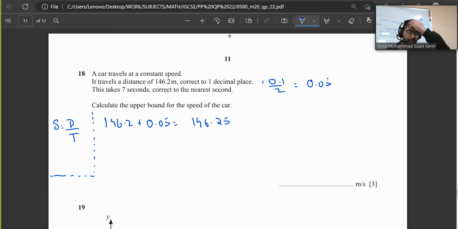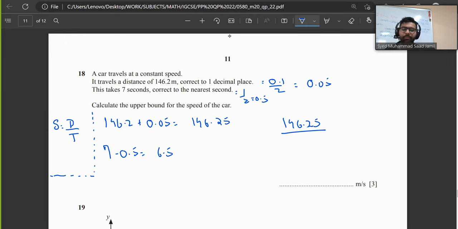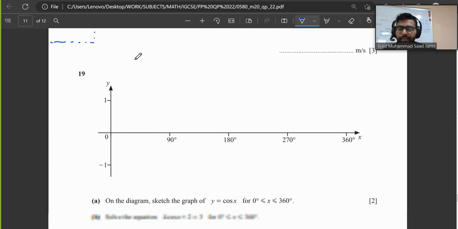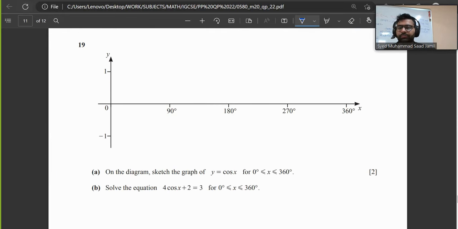You traveled more distance in less time. So it was correct to 1 second. 1 divided by 2 is 0.5. So 7 minus 0.5 is equal to 6.5. So speed is equal to distance, which is 146.25, upon time, which is 6.5. So it's going to be 22.5. That's it. Moving on to the next question.